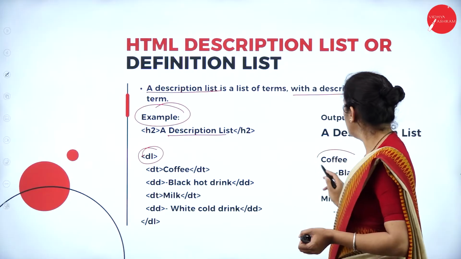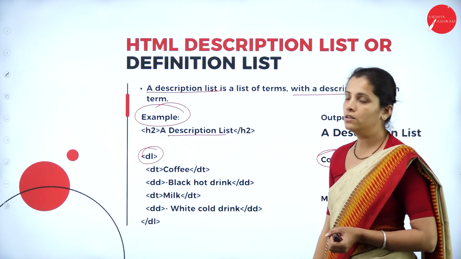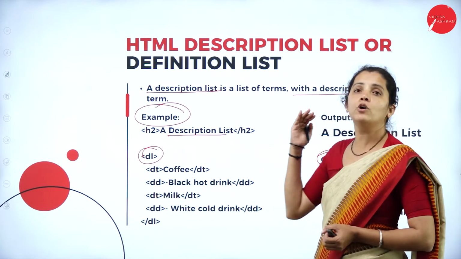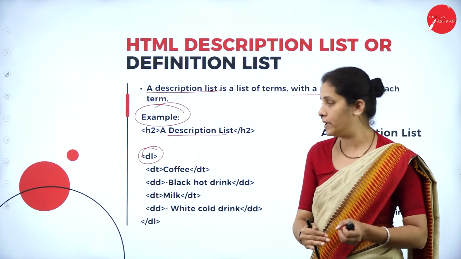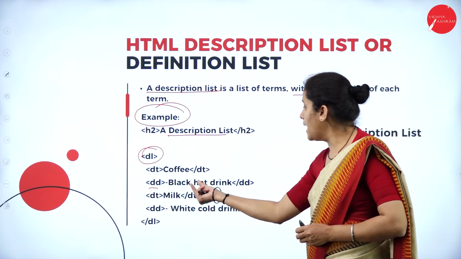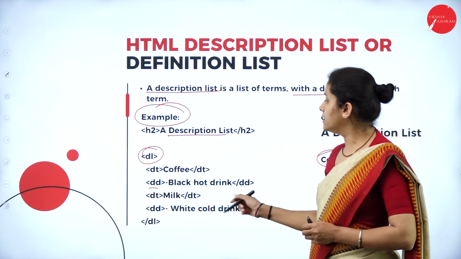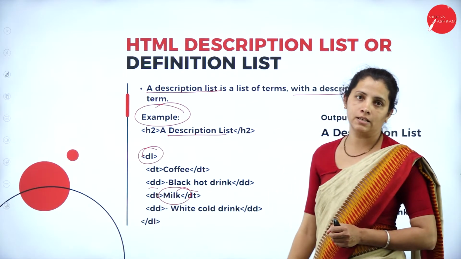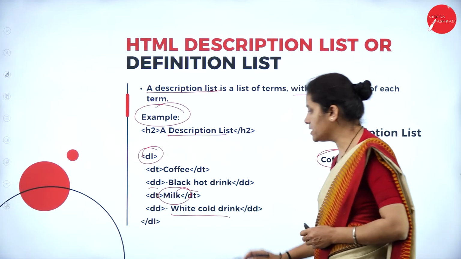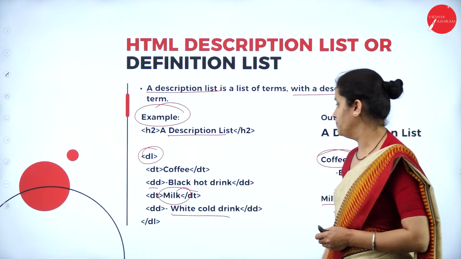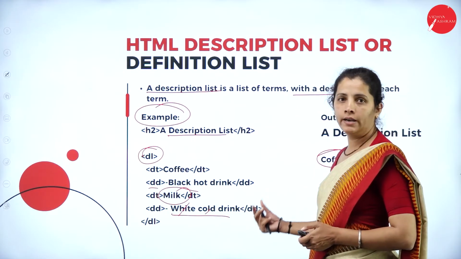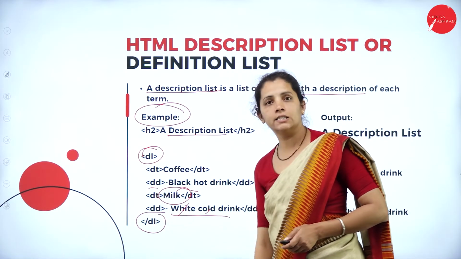Now here if I consider, I have the drink called coffee, a hot drink called coffee. So what's my term here? Coffee. Now I want to give the description about the coffee, which I'll write in my DD. That is nothing but the black hot drink. Okay, fine. Then I have the second term, milk. Then I want to write the description of the milk. For that, I'm going to have the DD. So what's my description? White cold drink. And I'm going to close the description tag.